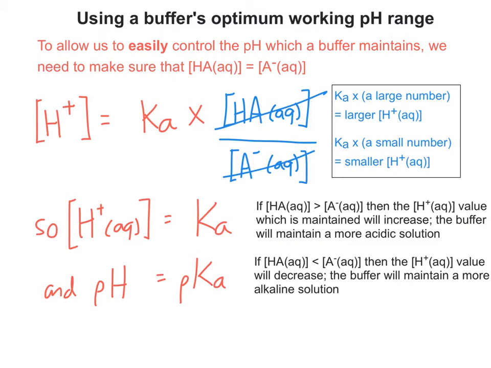Another way of looking at it might be to consider Ka times a large number giving a larger H plus value, Ka times a smaller number giving a smaller H plus concentration. So the large number or the small number is obviously going to be dependent on the ratio of the weak acid concentration to the concentration of conjugate base.